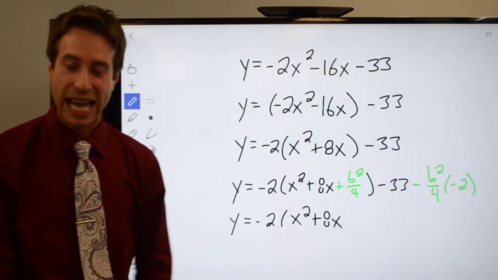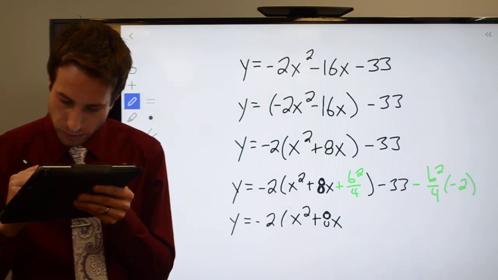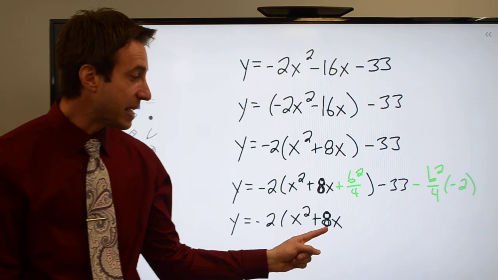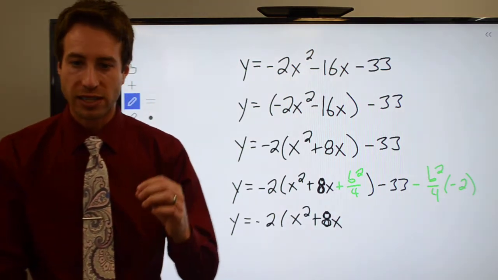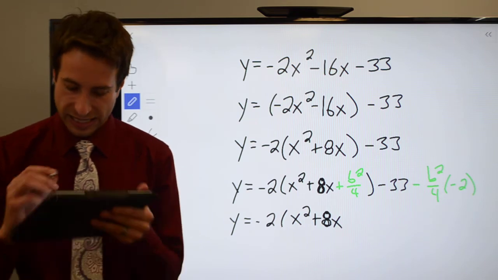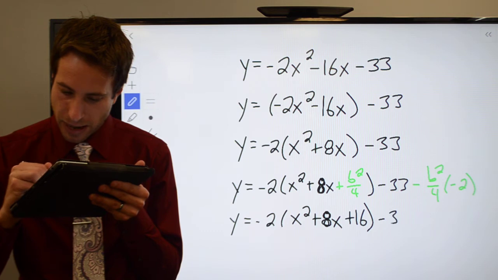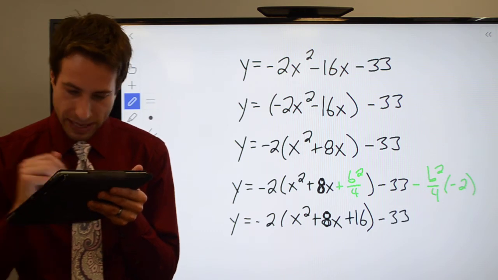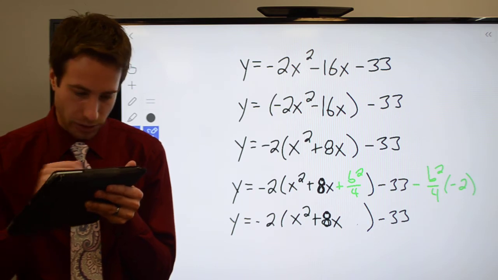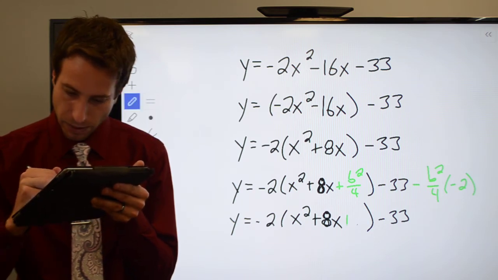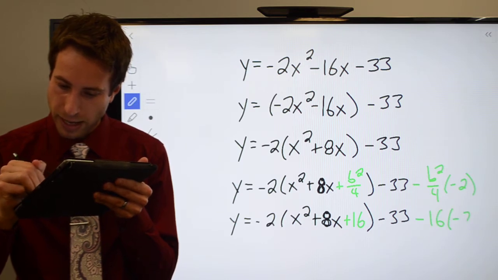My b is now an 8. Sorry, my snowman's not connected. Hold up. There we go. My b is an 8. So 8 squared is going to be 64. 64 divided by 4 is 16. So plus 16. And then on the outside, minus 33. Sorry, here, that's my b squared over 4. Let me do it in green for you. Plus 16. On the outside, I will subtract 16 and multiply it by a negative 2.